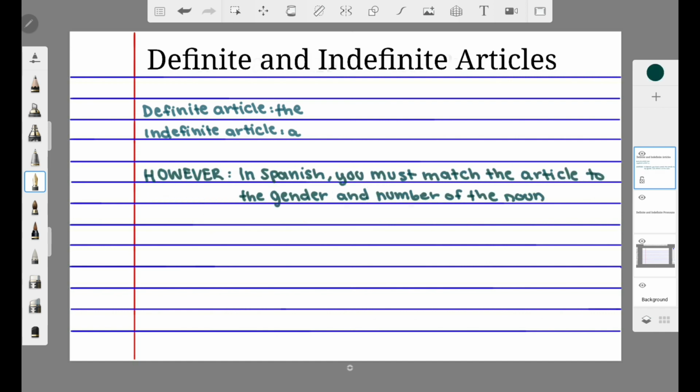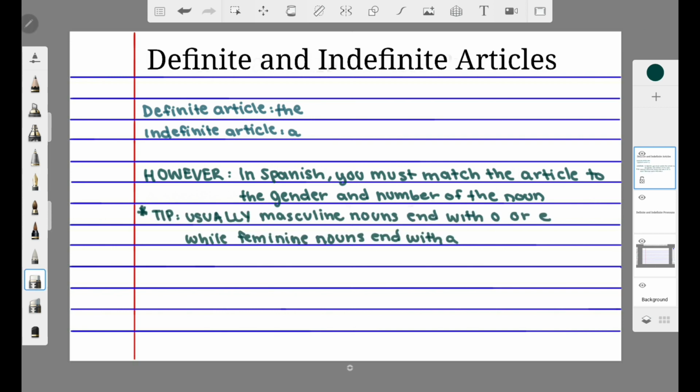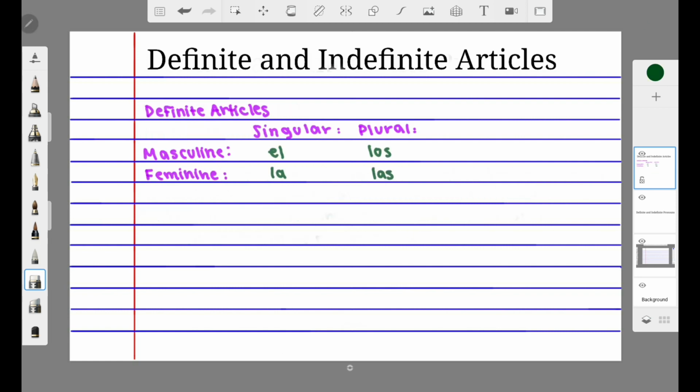So that is the same, but in Spanish, you also have to match the article to the noun's gender and the number. A tip for determining the gender: usually masculine nouns end with an O or an E, while feminine nouns end with an A. But it's not always like this, so you need to know some of the more irregular nouns that are still common. For example, clase, though it ends with the E, is actually a feminine noun.